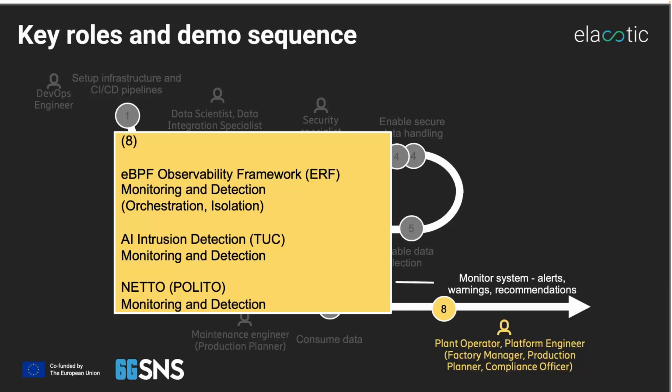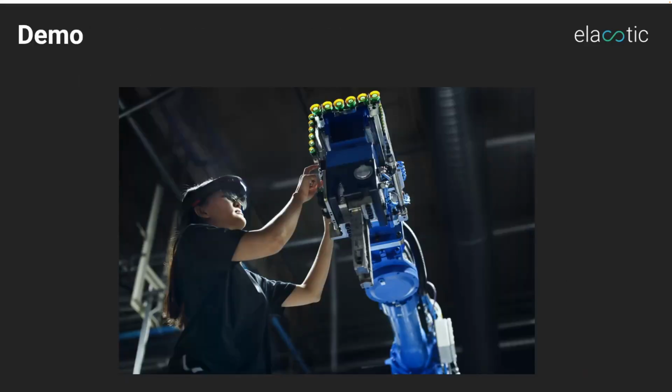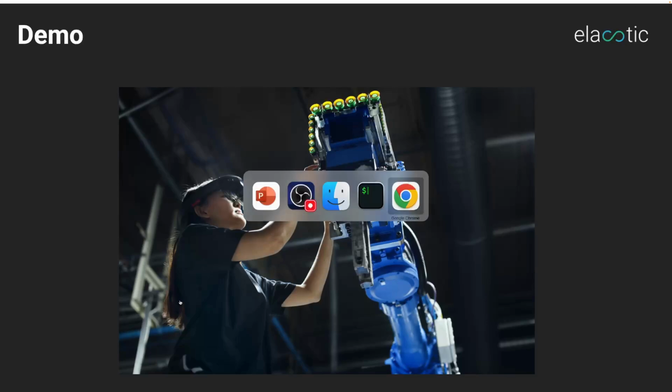The first one is the eBPF observability framework, which allows monitoring for any errors that occur within the system. The second is related to AI intrusion detection, where any malicious traffic flows can be detected. And the third is Netto, which is used to analyze how much CPU is being used by the kernel during these traffic flow scenarios. So with that introduction, let's take a quick look at the demo.